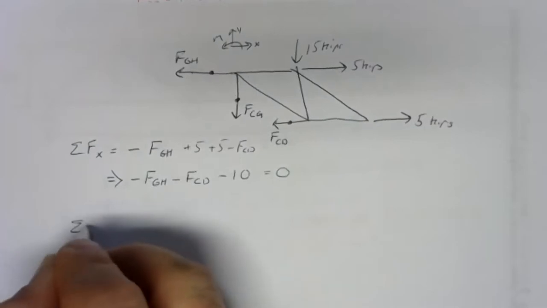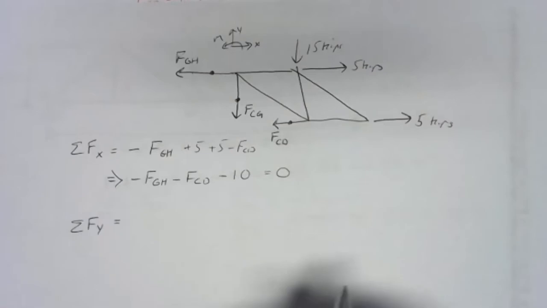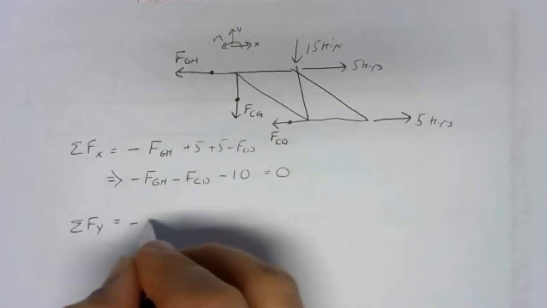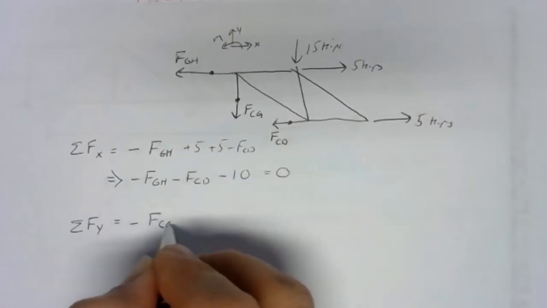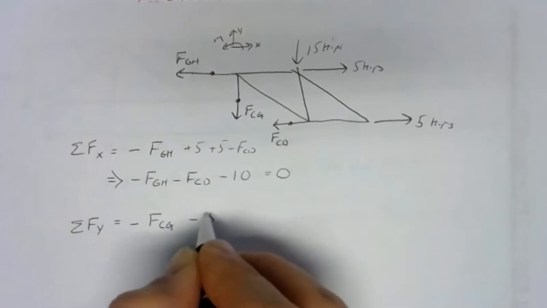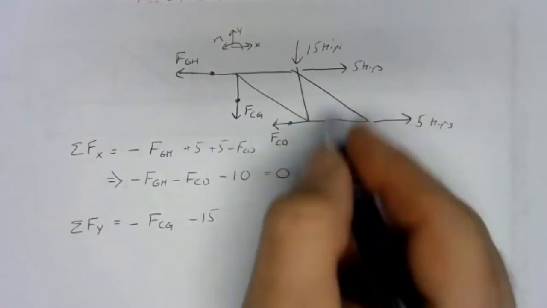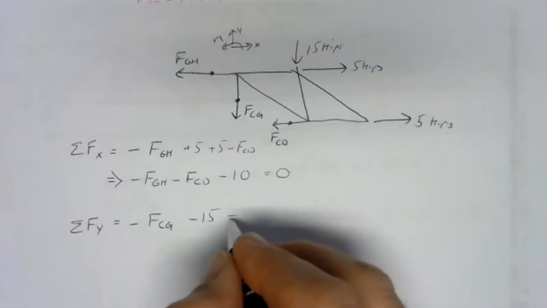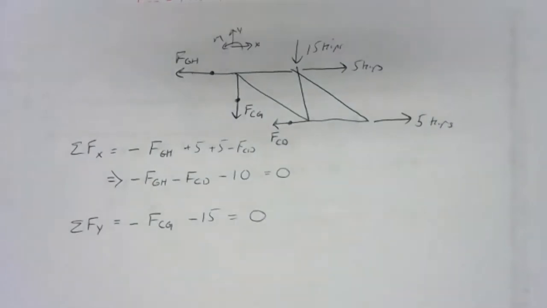In the y direction, we have negative FCG and a negative 15. No other y direction forces. So that's pretty clean there.